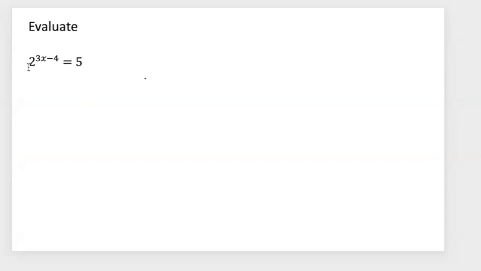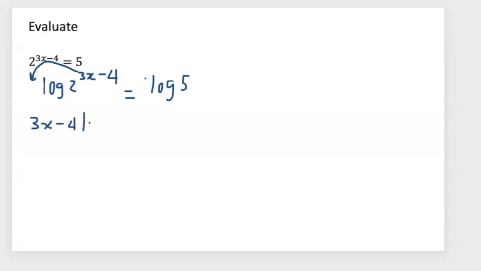Here we're going to evaluate the following. Now note that the bases are not the same. So because they're not the same, we have to log both sides. So I'll have log 2 to the 3x, take away 4, equal log 5. Then we carry the power in front. So we have 3x, take away 4, log 2, equal log 5.